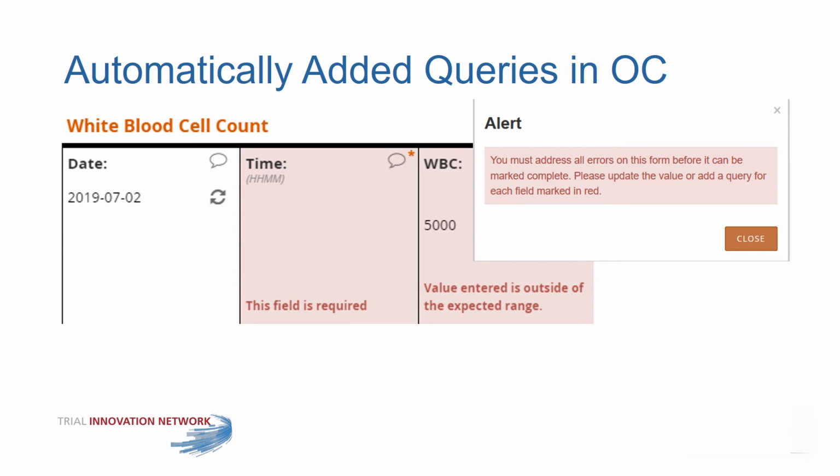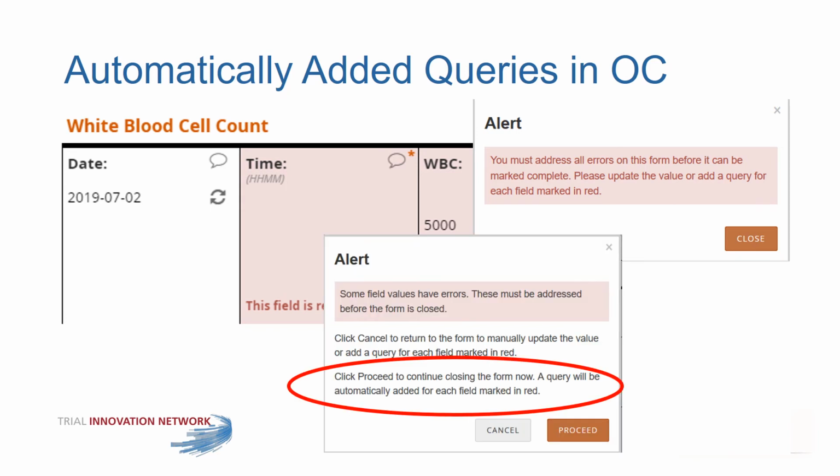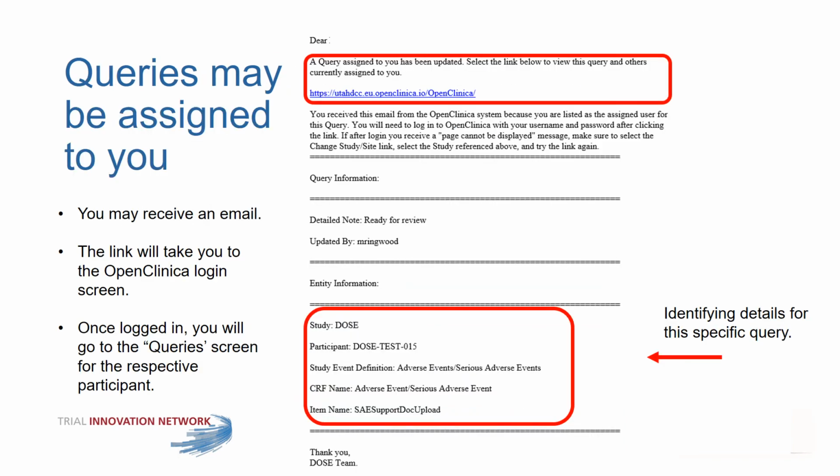There is another way that queries can be created. If you have one or more fields on a form that create an alert, if you choose to mark the form complete, you will be given an option to proceed, and an automatic query will be created individually for each of them. If a query is assigned to you, you will receive an email notification. Do not respond to the email about the query. It is for notification purposes only.